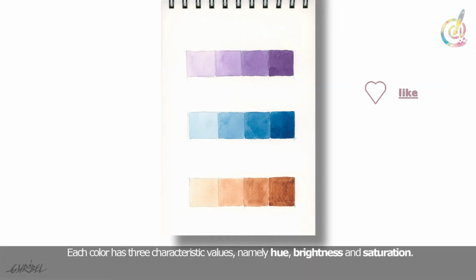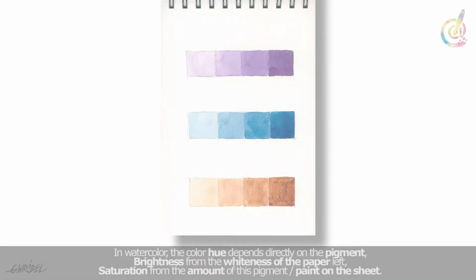Each color has three characteristics, values, namely hue, brightness and saturation. In watercolor, the color hue depends directly on the pigment. Brightness comes from the whiteness of the paper left, saturation from the amount of this pigment paint on the sheet.